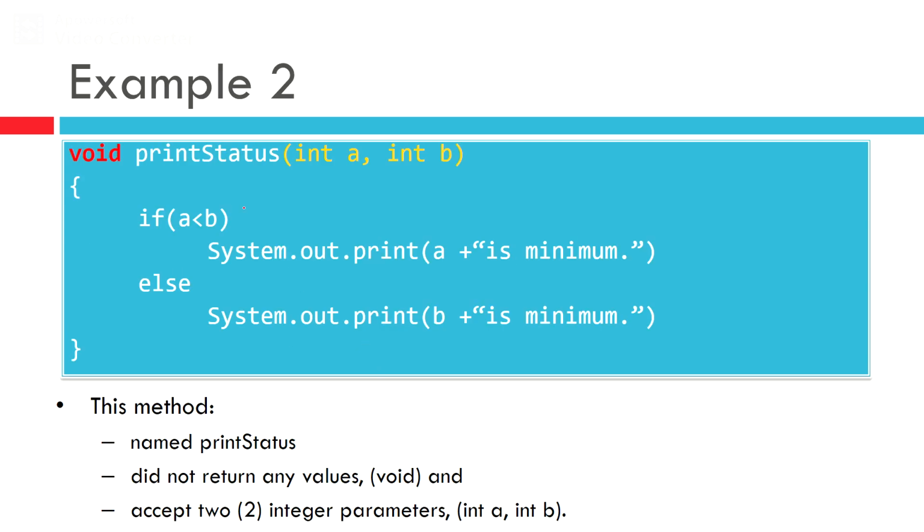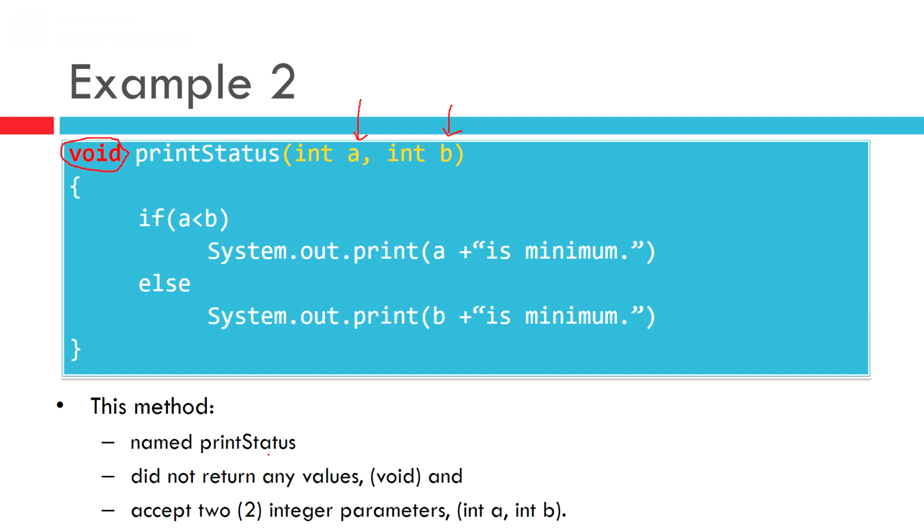Alright. So, this method is a void, return no value, return type dia adalah void. And there are two parameters involved. Ada dua parameter A dan parameter B. Both parameters are integer data type. Now, what is the process? What is the method body? If A less B, print A is minimum, else print B is minimum. So, the task is actually to print the minimum value.